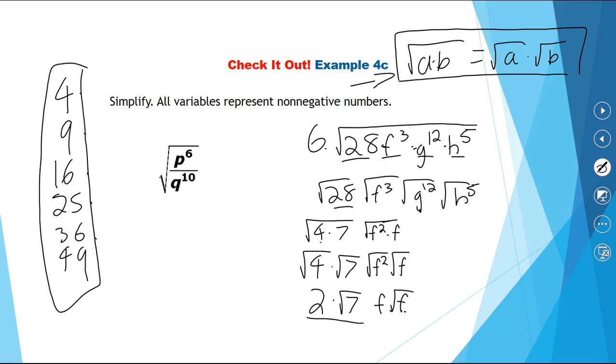Let's look at the g now. Since g is an even number, all I got to do is take half of it and I'll be done. So g to the 12th, the square root of that will be g to the 6th. There's really nothing to change there. Let me just bring it down. Okay, it's going to be part of my answer.